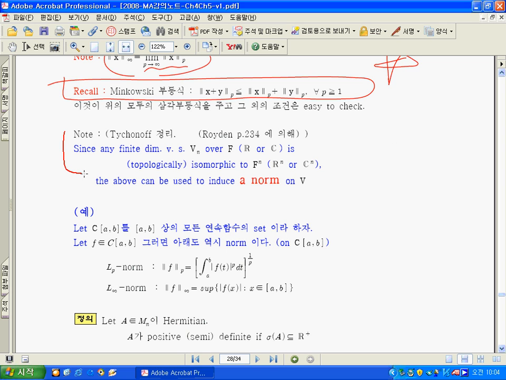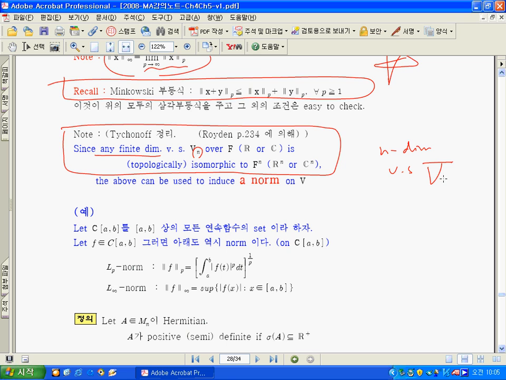And the Tikhonov theorem says this. You have learned it from the real analysis class. Actually, this theorem is in the textbook of Lloyden, Real Analysis, page 234. Any finite dimensional, let's say n-dimensional, vector space V over F.